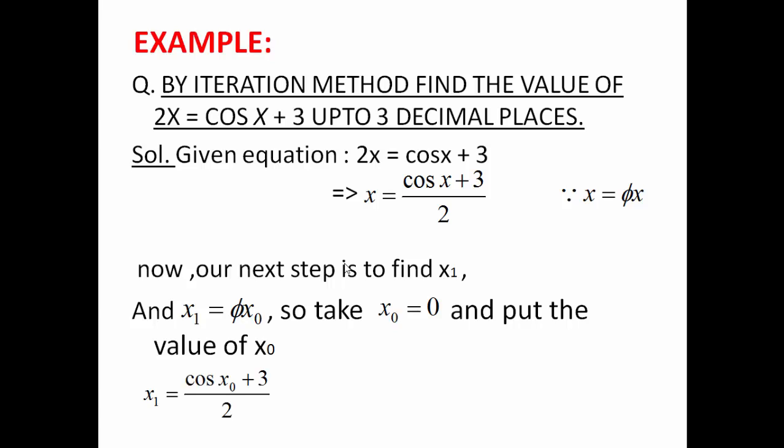So we will put the value of x0 to find x1. x1 will be equal to (cos x0 plus 3) upon 2, and x0 equals 0, so x1 will be equal to (cos 0 plus 3) upon 2, and x1 is equal to 2.